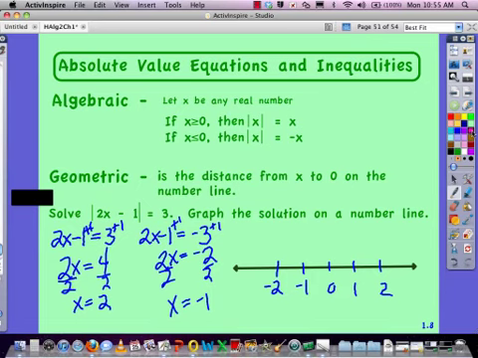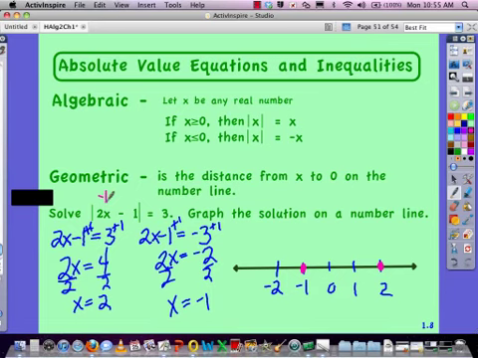x equals 2, I place a dot at 2. And if x equals negative 1, I place a point at negative 1. And what that means is, again, those are the two values that would make this true. If we checked mentally, put a negative 1 back into your equation, do the math. 2 times negative 1 is negative 2. Negative 2 minus 1 is negative 3. The absolute value of negative 3 is 3.